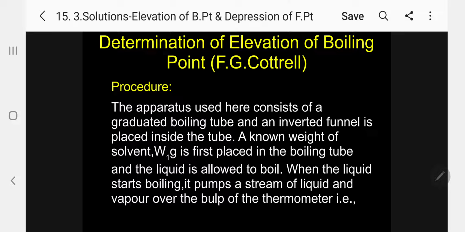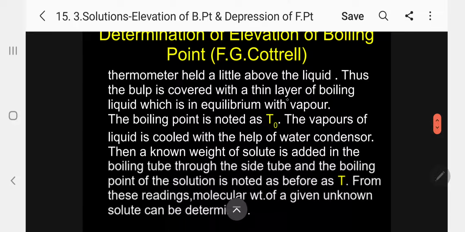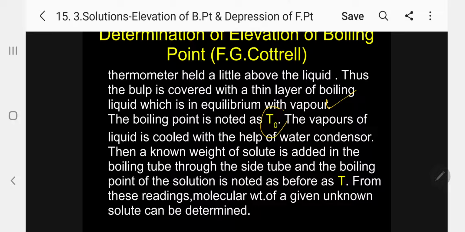The apparatus used here consists of a graduated boiling tube, and an inverted funnel is placed inside the tube. I have shown you already. A known weight of solvent, W1 gram, is first placed in the boiling tube and the liquid is allowed to boil. When the liquid starts boiling, it pumps a stream of liquid and vapor over the bulb of the thermometer. The thermometer is held a little above the liquid. Thus, the bulb is covered with a thin layer of boiling liquid which is in equilibrium with vapor. So the boiling point is noted as T0 for the pure solvent.